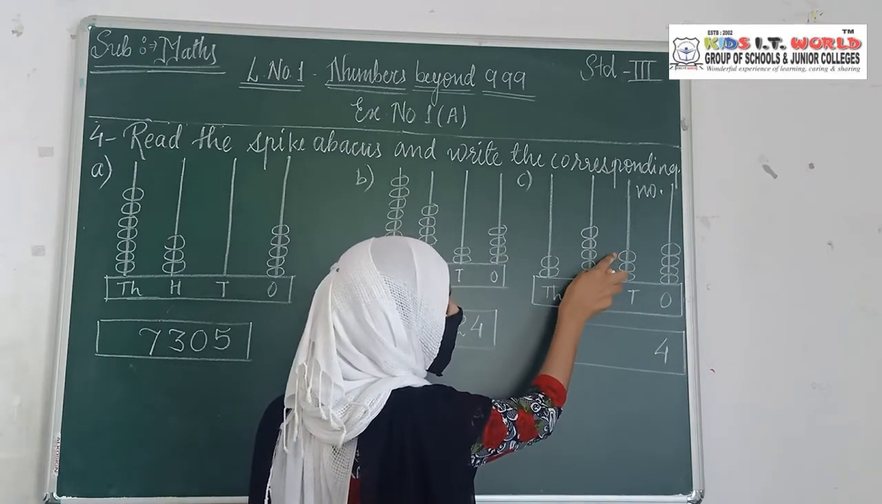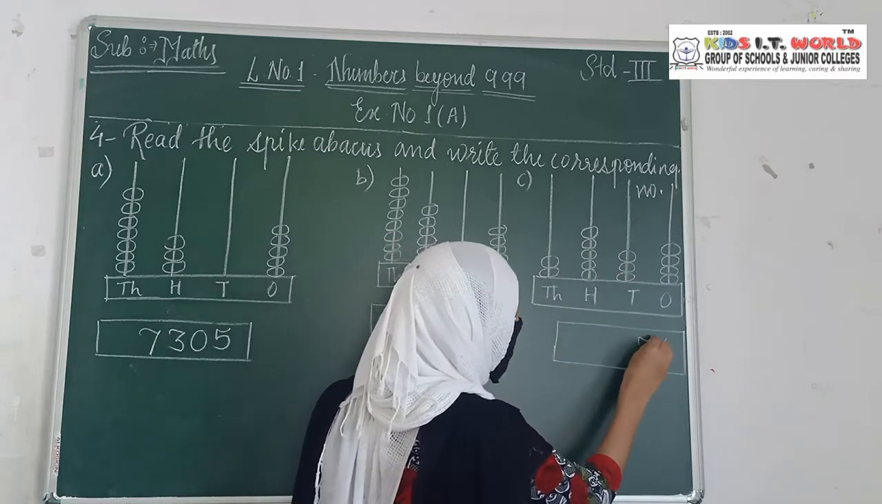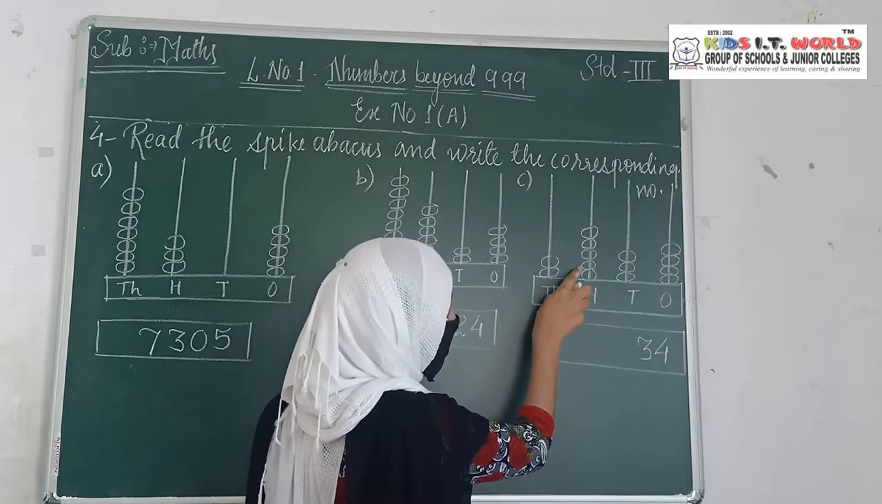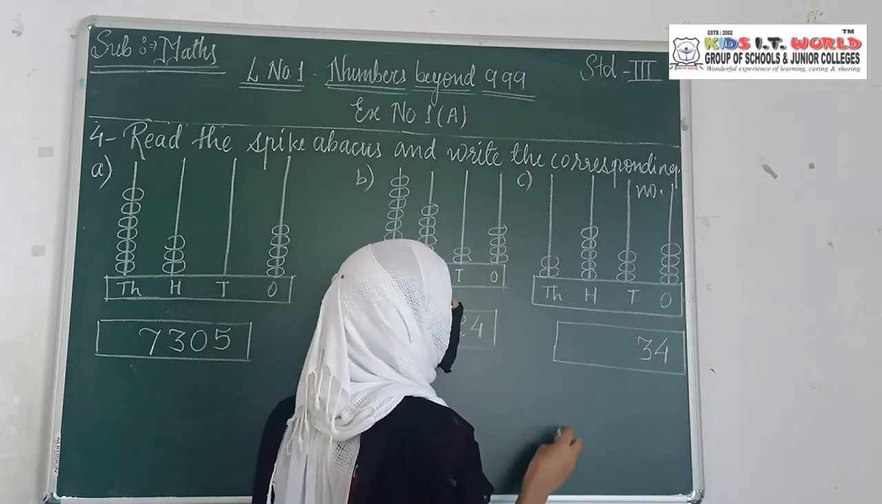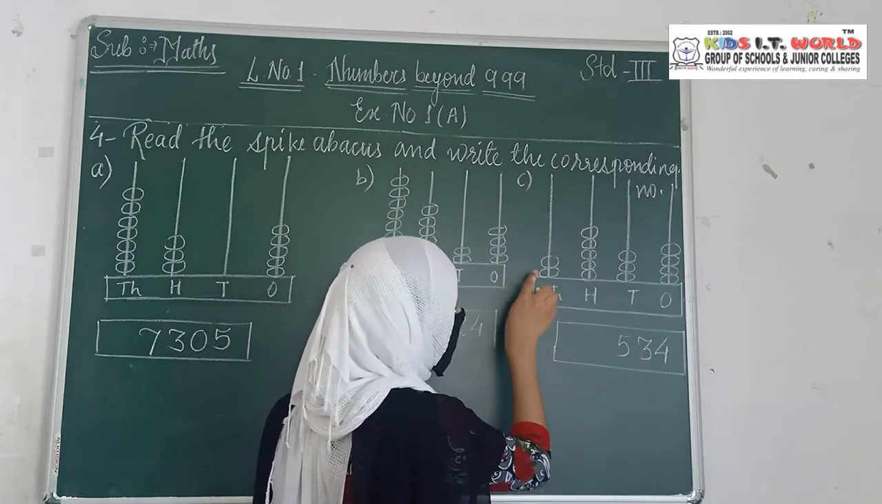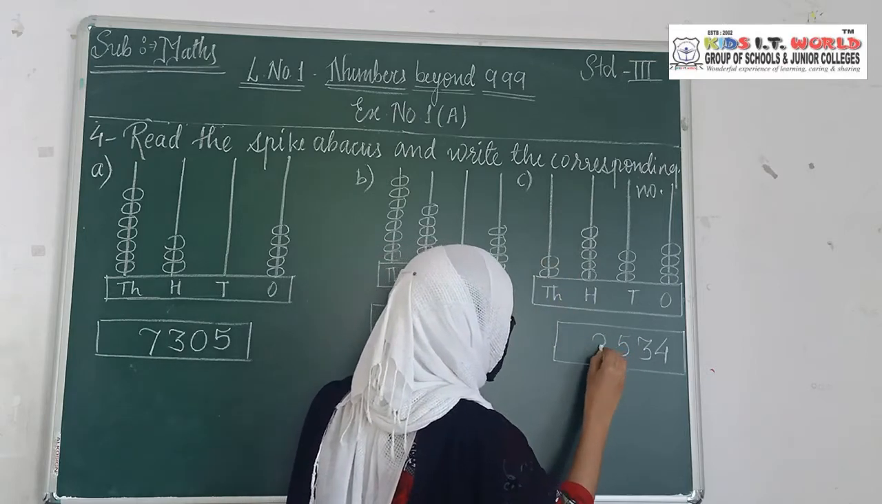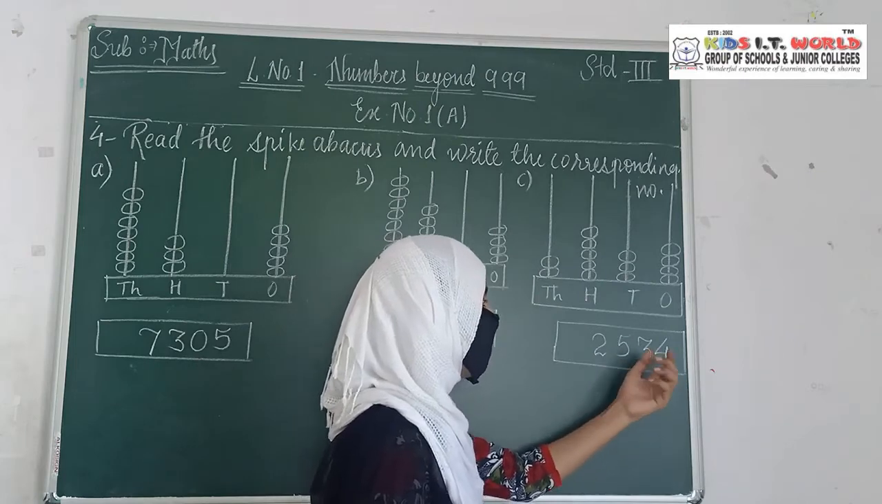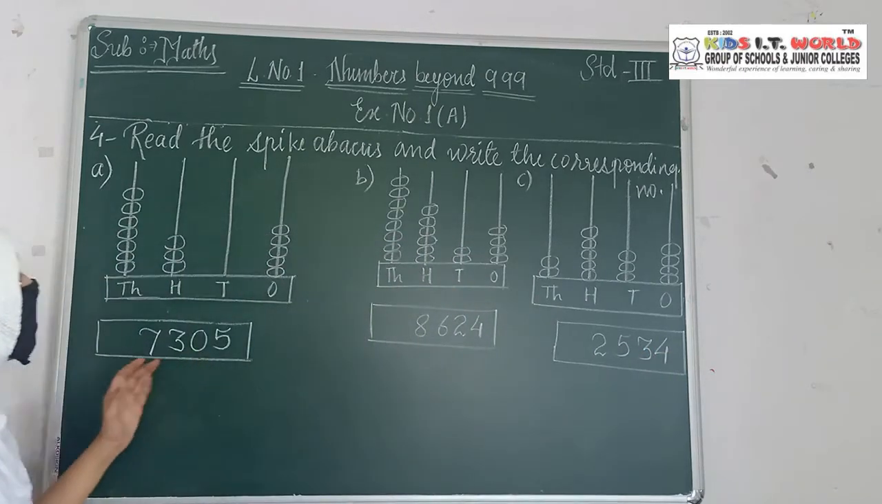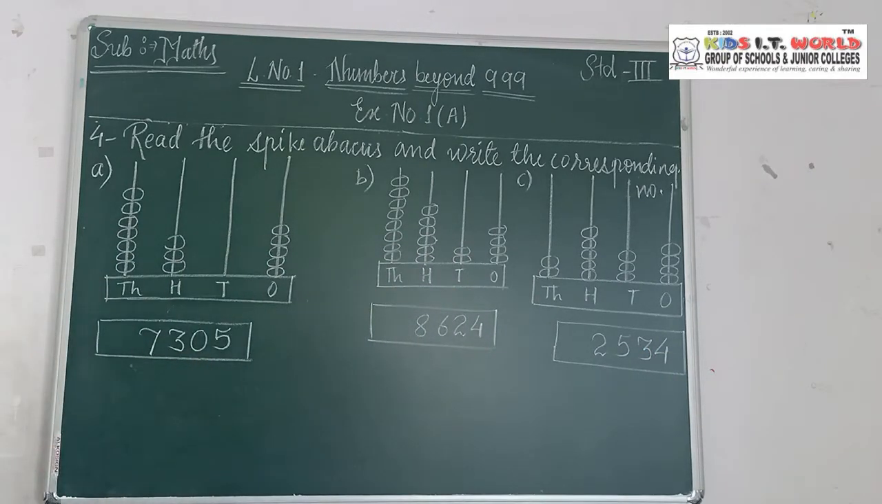1, 2, 3. The value of tens is 3. 1, 2, 3, 4, 5. So the value of hundreds is 5. 1, 2. The value of thousand is 2. So we got the value, that is 2534. Understood students? In this way, if the abacus is given to you, you have to read the number of the balls from the abacus, start writing from the ones and complete the number from the 1000 to the ones.